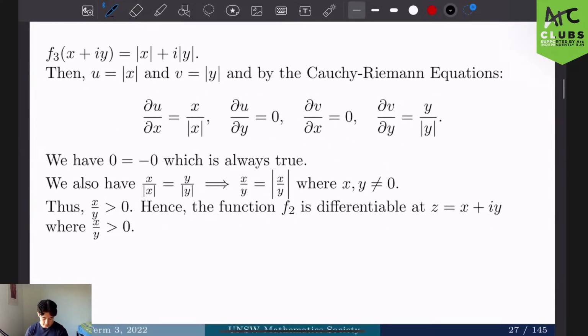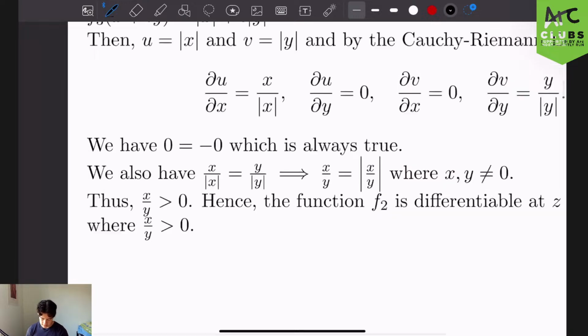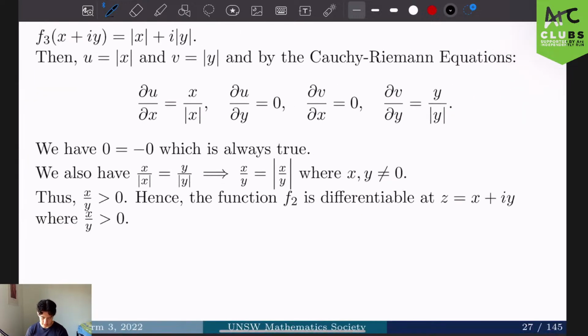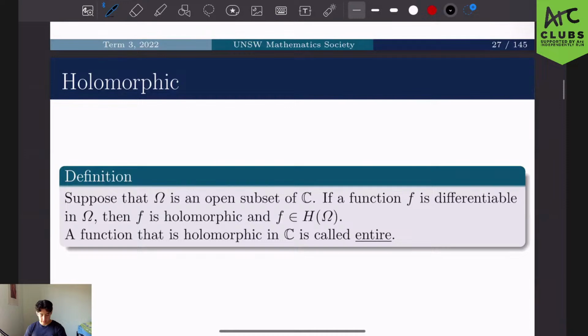Now we can see that x over y is greater than 0, because no matter what is in this modulus here, this is going to be positive, meaning that x over y has to be positive, right? So that means that the function is differentiable when this is satisfied, which means x over y is greater than 0. Sweet.